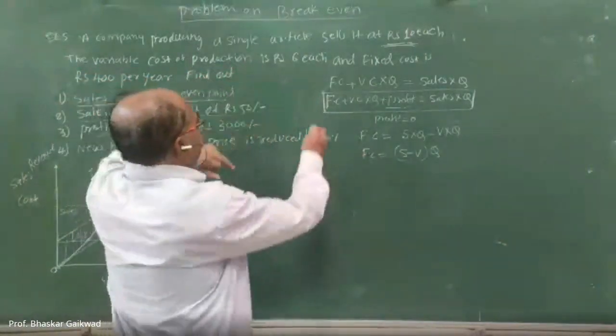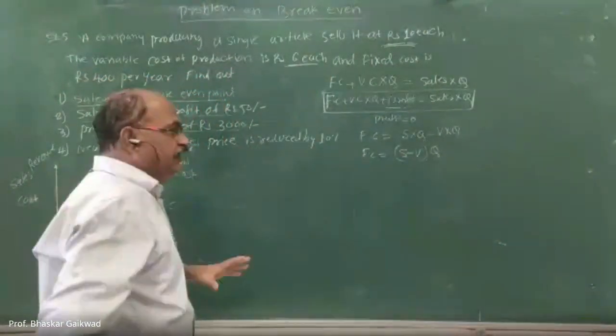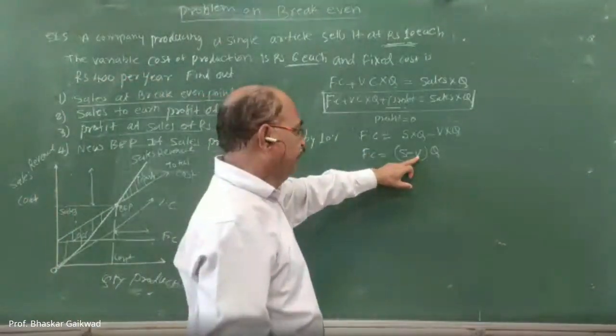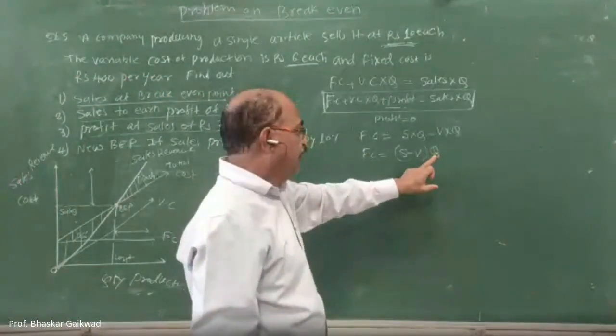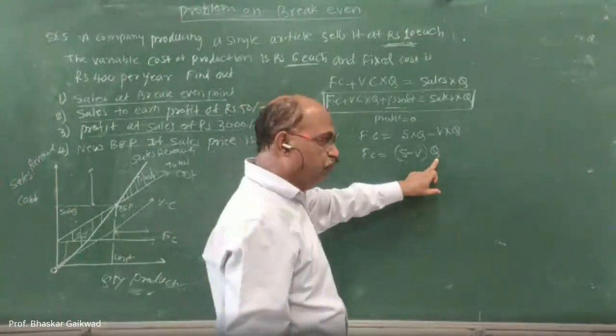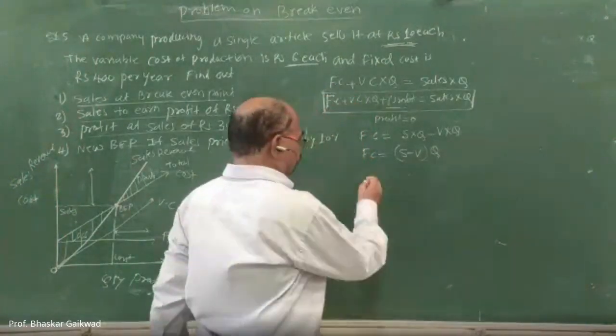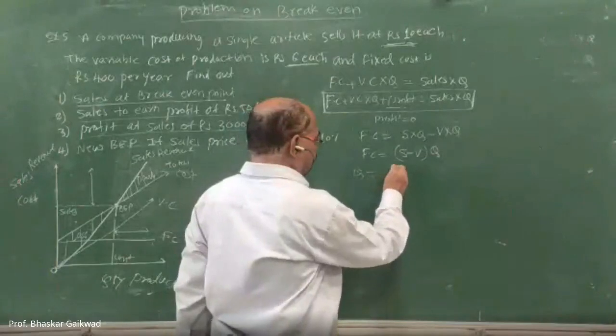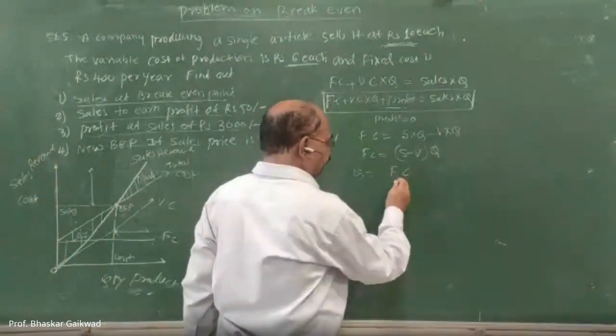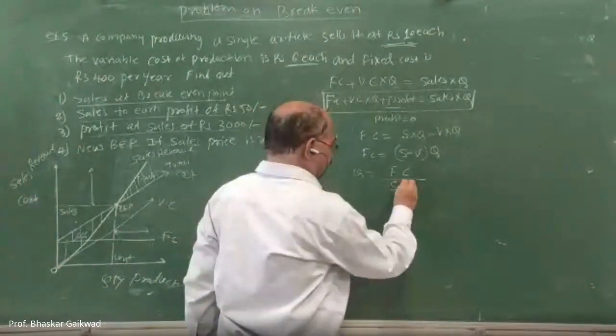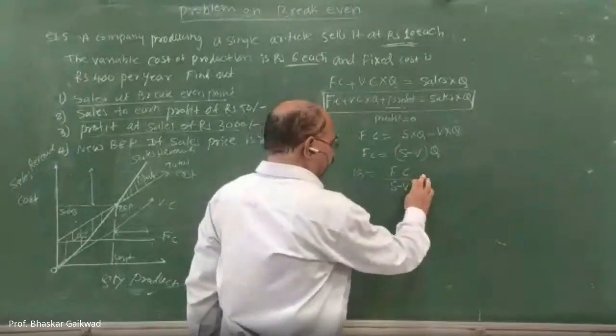Variable cost is 6 each. Okay, so you have to put this. And what is our requirement? Q means quantity at break-even point. So Q is equal to FC divided by SV. Okay, so what is here?